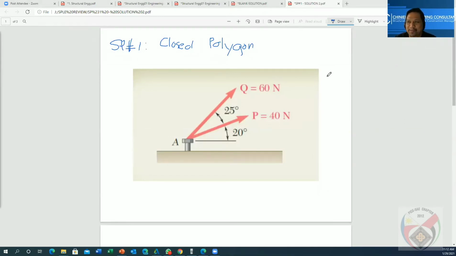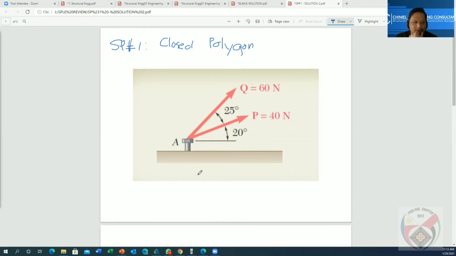So minsan ganyan yung tanong sa board exam. So it's not necessarily na closed polygon agad yung gagamitin mo. Case-to-case basis din, depende dun sa question. Okay? So sa closed polygon, sabi nga dun sa theory, di ba? In order to have an equilibrium situation, kailangan yung forces mo is in a closed polygon. Okay?